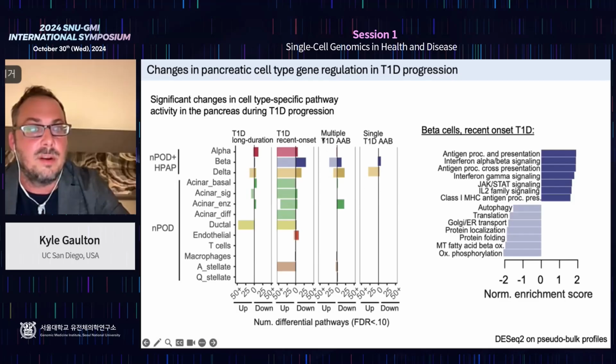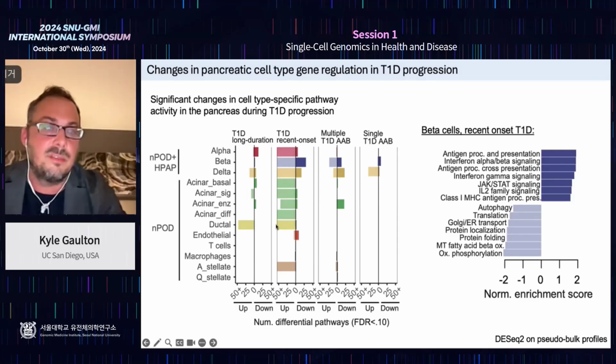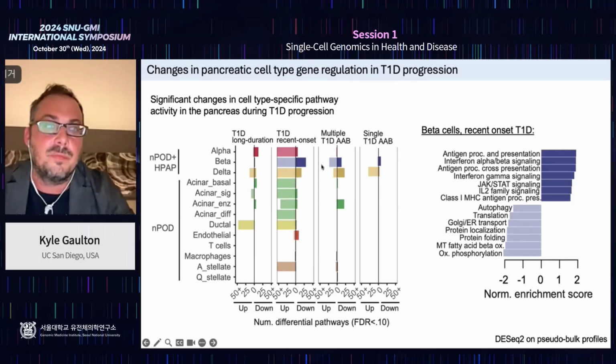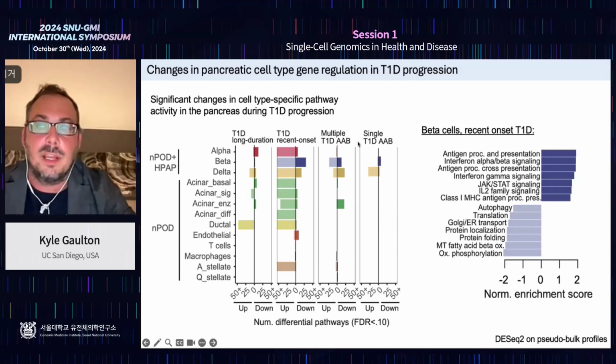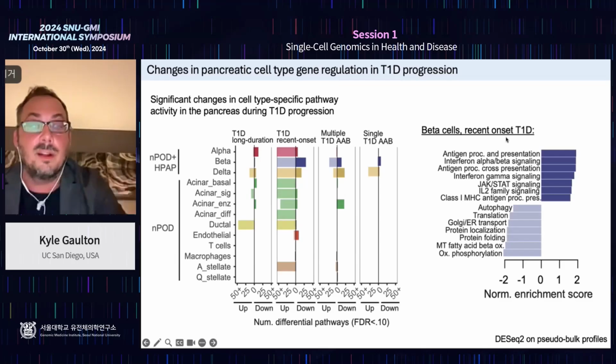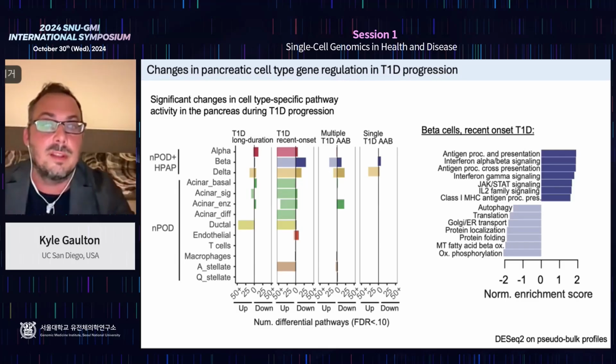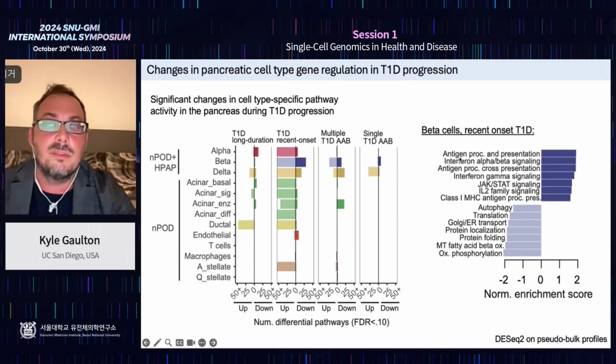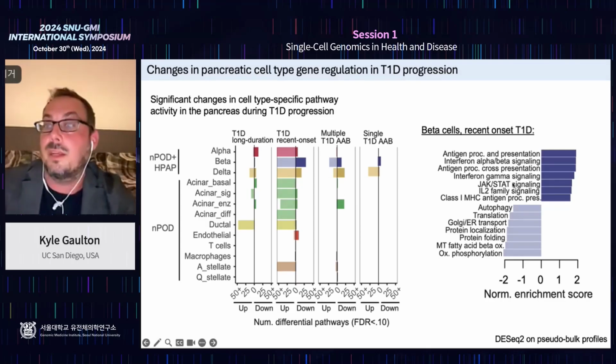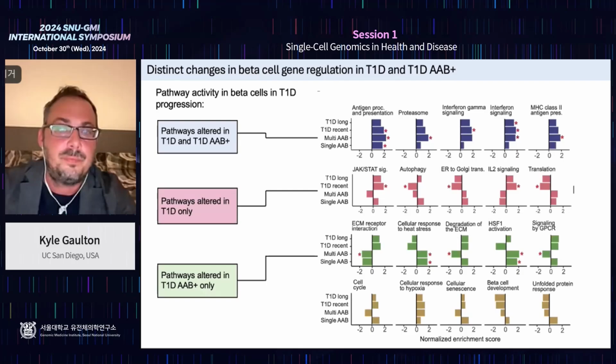And what this is showing here is the number of pathways that had significant up or down regulation in each of these comparisons. And just to highlight one example of this, in beta cells, in individuals who recently developed type 1 diabetes, we see upregulation of pathways related to interferon signaling. So the cells are being destroyed by the immune system, and therefore, not surprisingly, we see responses to immune signals in beta cells, as well as presentation of antigens and other immune-related processes as well.